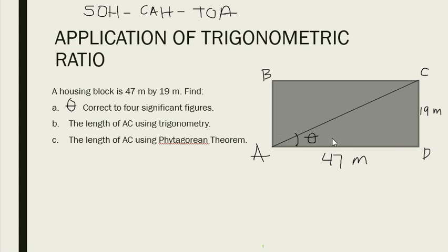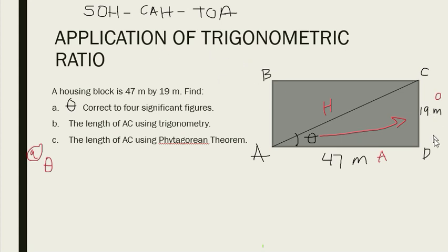This is a rectangle, but we only need triangle ACD to compute the unknown angle, which is theta. First things first, we need to label our given triangle. You have to label it. From the theta, you would know that this is our opposite, and this is our hypotenuse, and the remaining one is our adjacent.